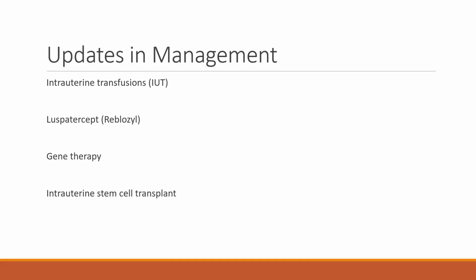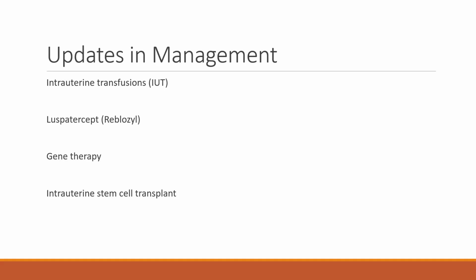Luspatercept is a medication that's been recently approved for patients who have beta thalassemia. And this is a sub-Q injection that's given every 3 weeks. And this helps drive the hemoglobin of the patient up to try to avoid and decrease the frequency of transfusions those patients get. So this is approved and this is being utilized and has been shown to be effective.